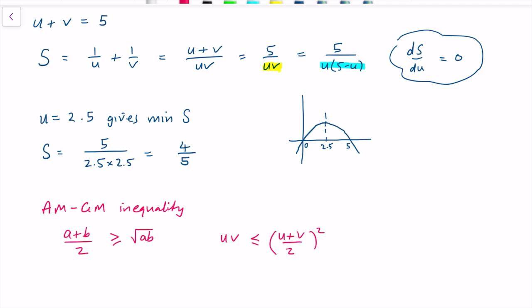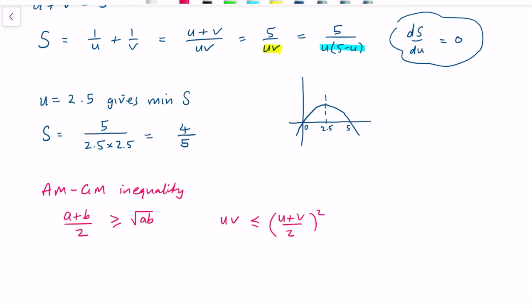And then we can sub in u plus v equals 5 into that. So we've got s is going to be greater than or equal to 5 over 5 over 2 all squared, which is also equal to 4/5. So that's another way of thinking about this problem. The minimum value of s can be found using this inequality.